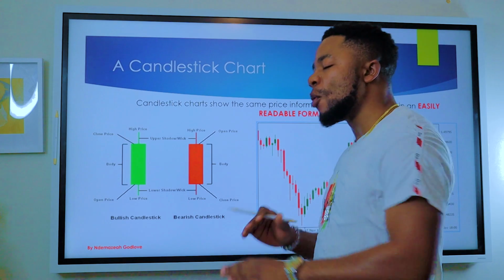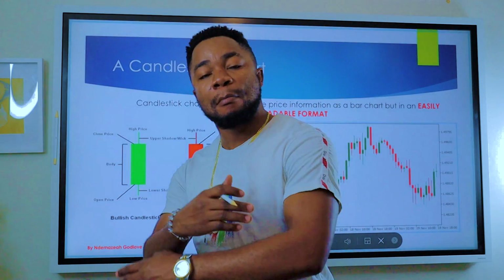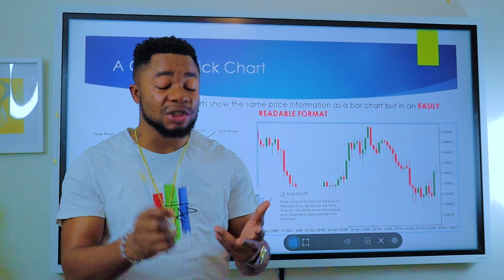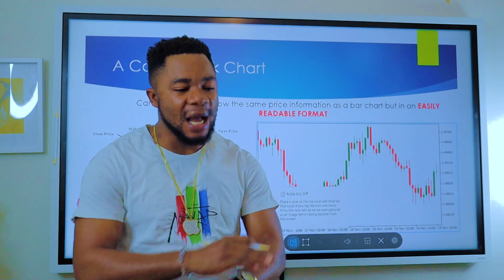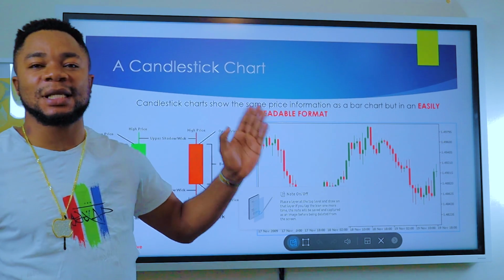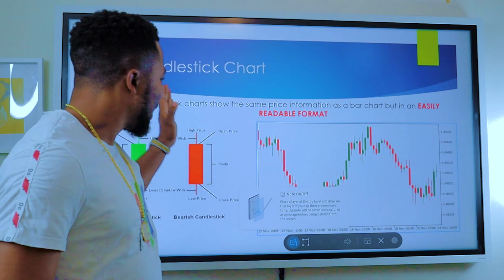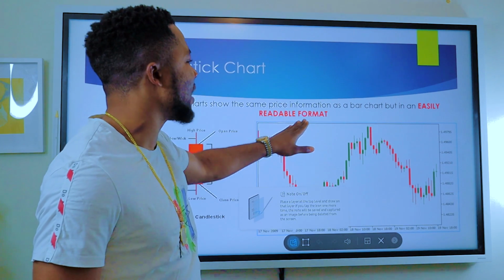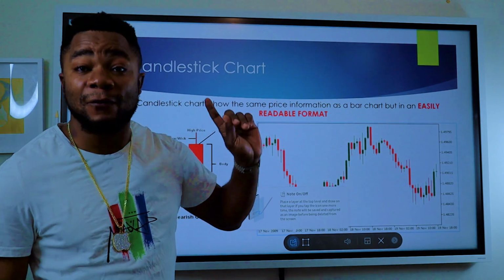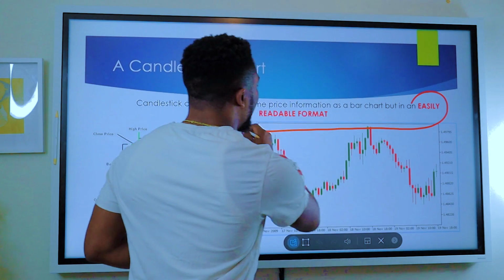The last and the most important and the highest used and the most popular price chart that you see in Forex trading, indices, stock, and whatsoever you're trading. The highest and the most used chart you see is what they call the candlestick chart. All right, the candlestick chart. They say the candlestick chart shows the same price information as a bar chart, but in an easily readable format. That is the most important. In an easily readable format.